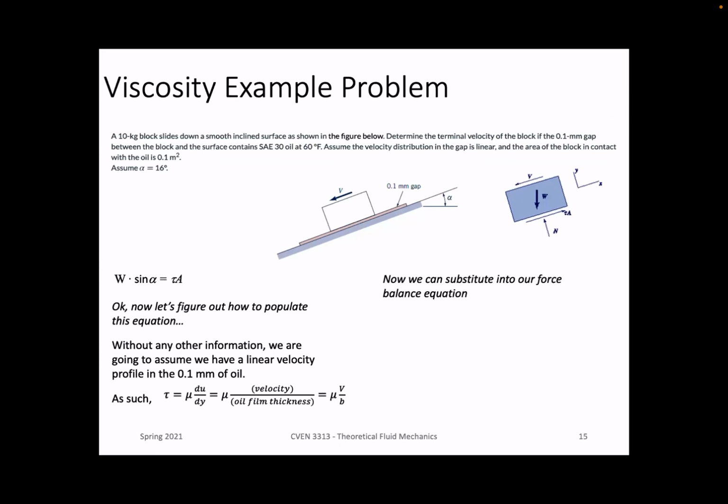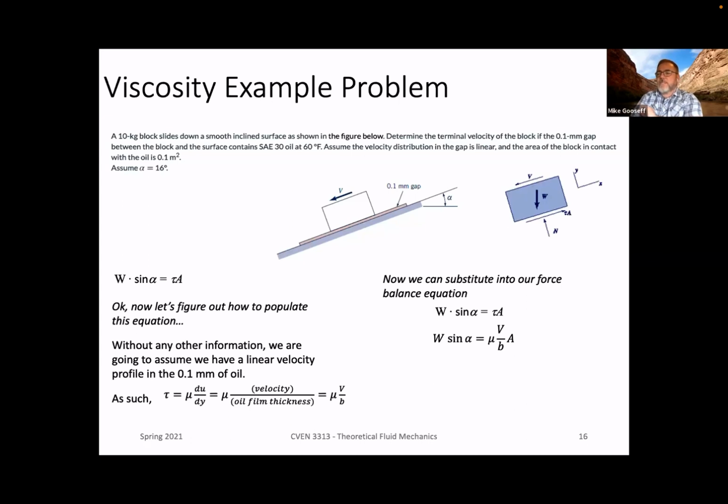Okay, so now we can substitute into the force balance equation. Here's our force balance equation to try to work this out. So we say that W, the weight of our block, sorry, the font changed because I went into the equation mode in PowerPoint, but weight times the sine of alpha is equal to tau times A. And then on the right-hand side, we're going to replace tau with mu, the dynamic viscosity, times the velocity at terminal velocity, v over b, all right?